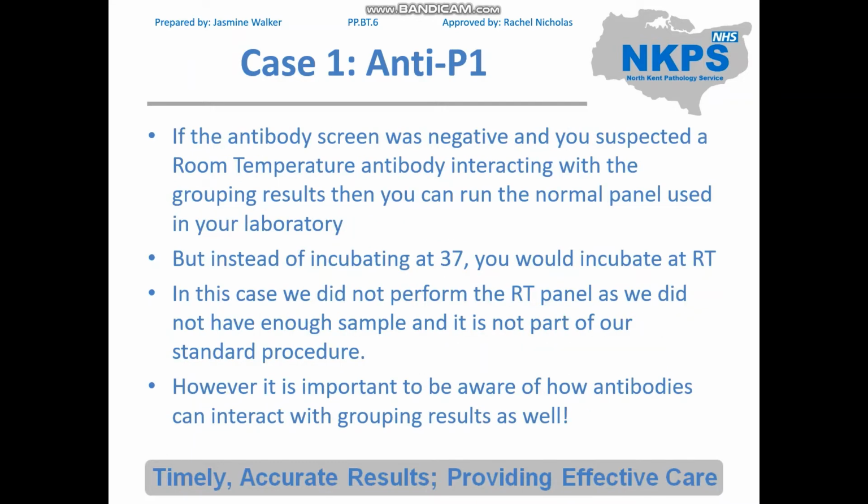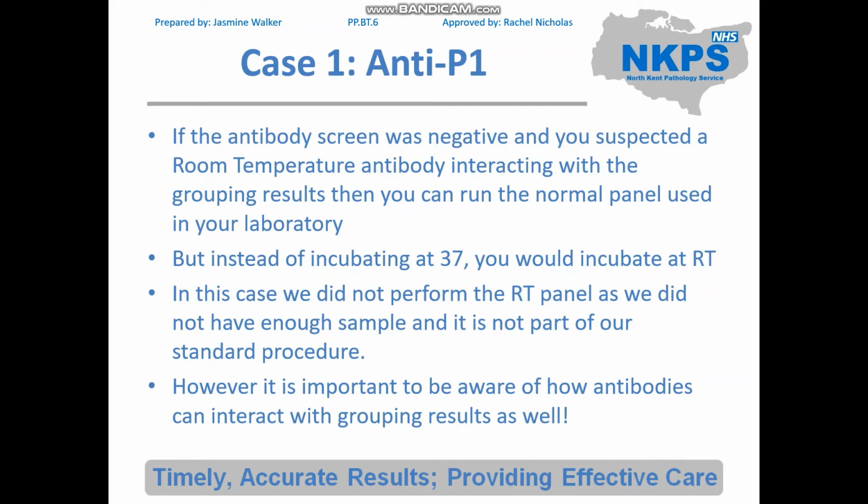If the antibody screen was negative and you suspected a room temperature antibody interacting with the grouping results, then you can run the normal panel used in your laboratory, but instead of incubating at 37, you would incubate at room temperature. In this case, we didn't perform the room temperature panel as we didn't have enough sample, and it's not part of our standard procedure.